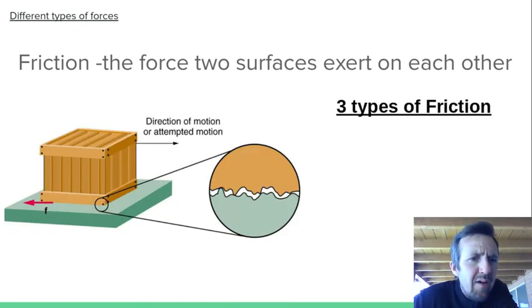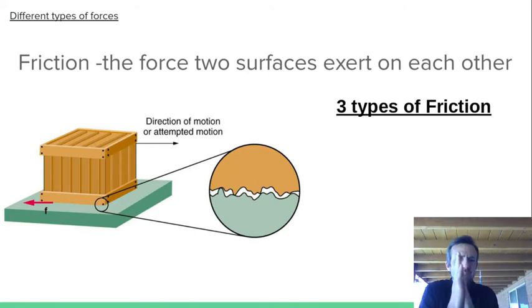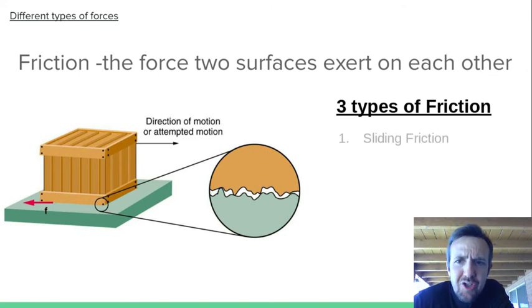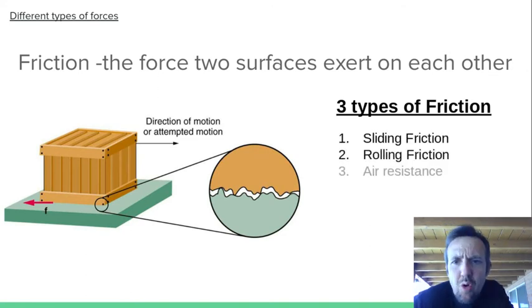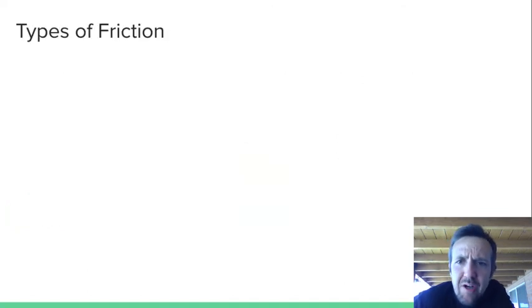So when two objects rub against each other, like say your two hands, you can feel the heat. That is because of friction. There are 3 types of friction: sliding friction, rolling friction, and air resistance. These are all examples of things exerting forces on each other.